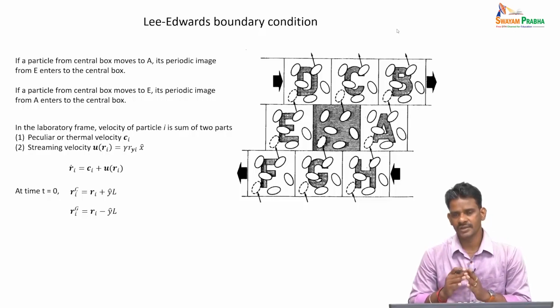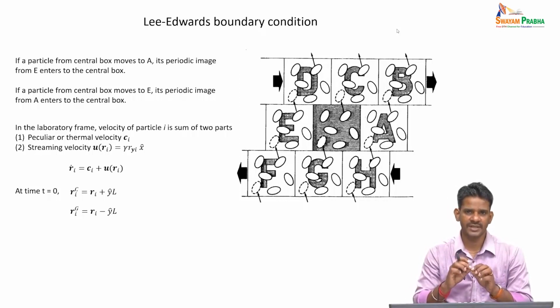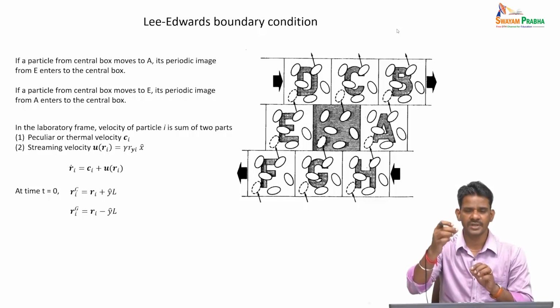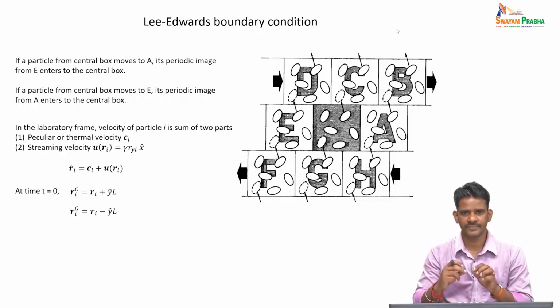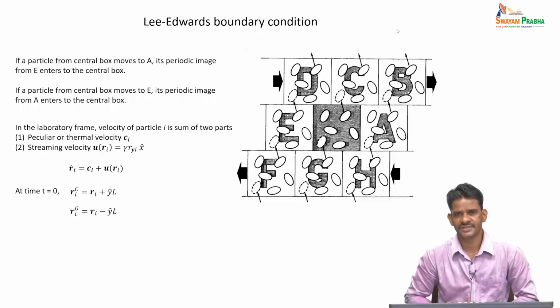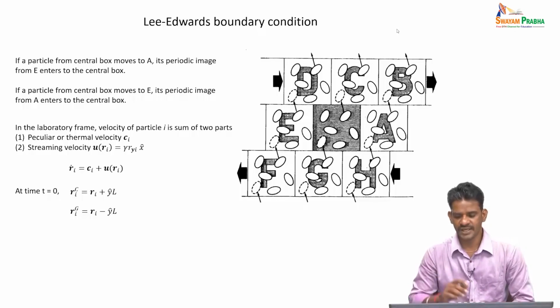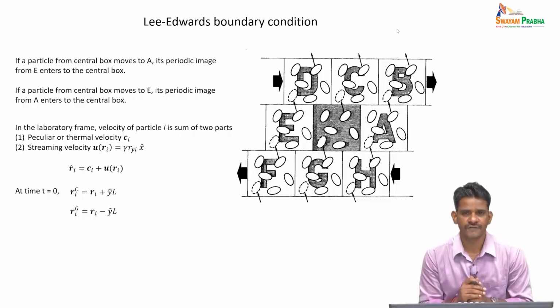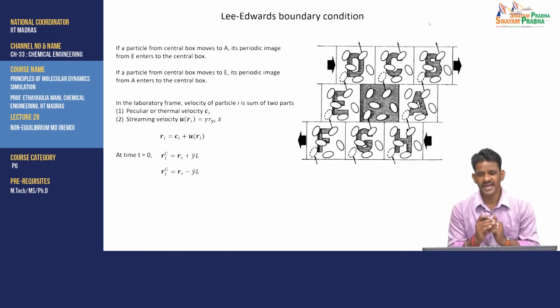If you recall, for equilibrium MD simulations with periodic boundary conditions, if the particle moves from the central box to the top, its periodic image will come from the bottom. Similarly, if the particle leaves to the right side of the simulation box, an image will come from the left hand side, and vice versa. But in this case, because there is a relative motion of the periodic images at the top layer and the bottom layer, we have to take care of how to assign the particle positions whenever there is a boundary crossing of particles.